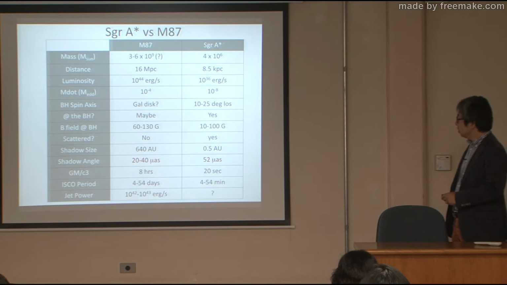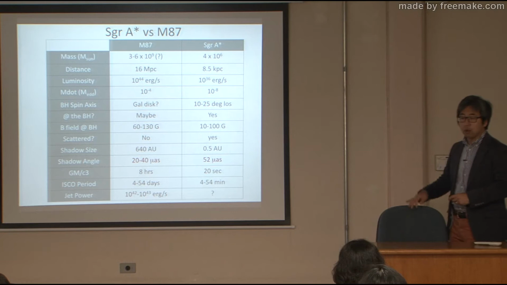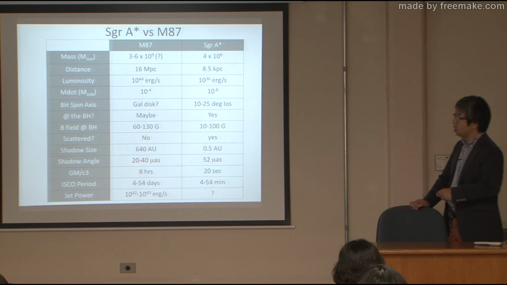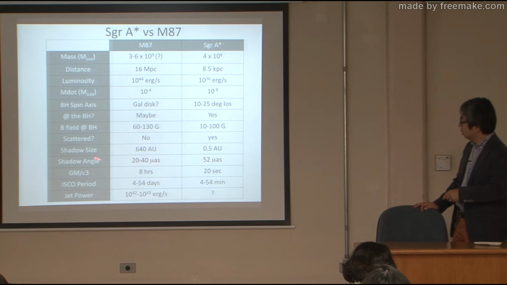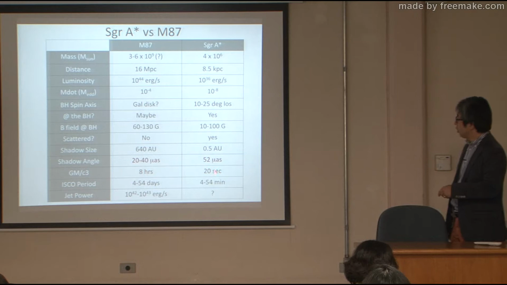So now we are touching this with the EHT observation at this wavelength. Another important point is that M dot is smaller for both, mass accretion rates of 10 to the minus 4 and 10 to the minus 8, which means a low mass accretion rate. So these are low luminous AGN. Scattering is no for M87, but yes for Sagittarius A star. And the time scale is something like GM over c cubed, which we can calculate around 8 hours for the M87 case. But for Sagittarius A star, it's 20 seconds.